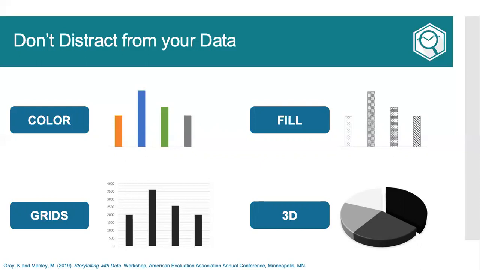Color can be great and can point your viewer towards what's important, but poor use of color can often be considered chart junk. Fill, so fill within bars of a bar chart or even background fill. Grid lines, so the grid lines going across your chart can often distract your reader as they're trying to see the level of different bars. And then the mother of all chart junk, having your graph in 3D, because it distorts the proportion of everything.